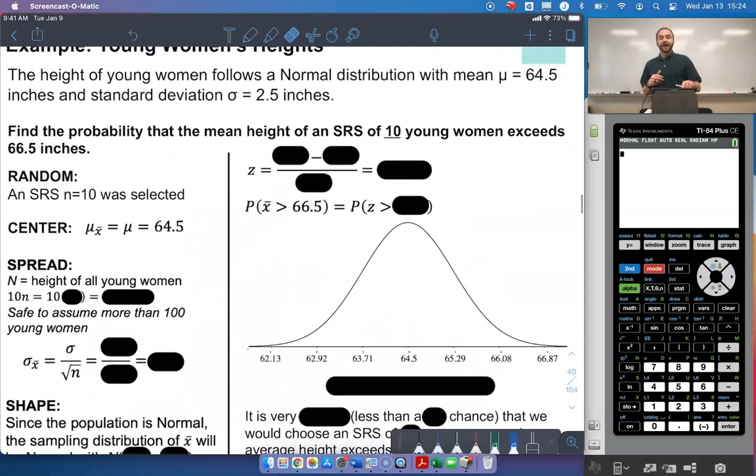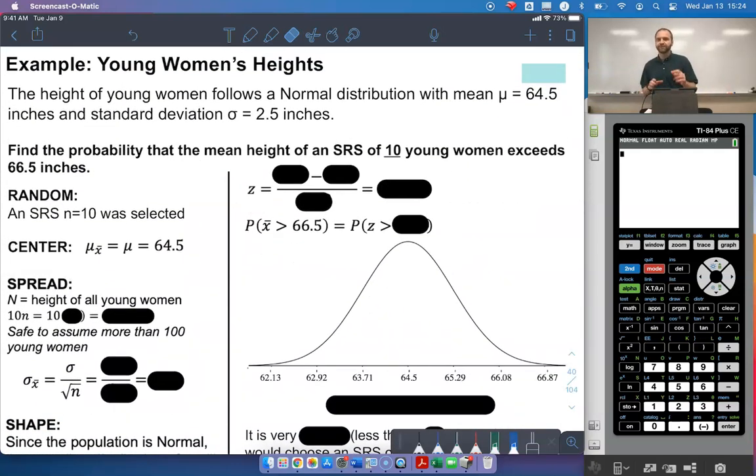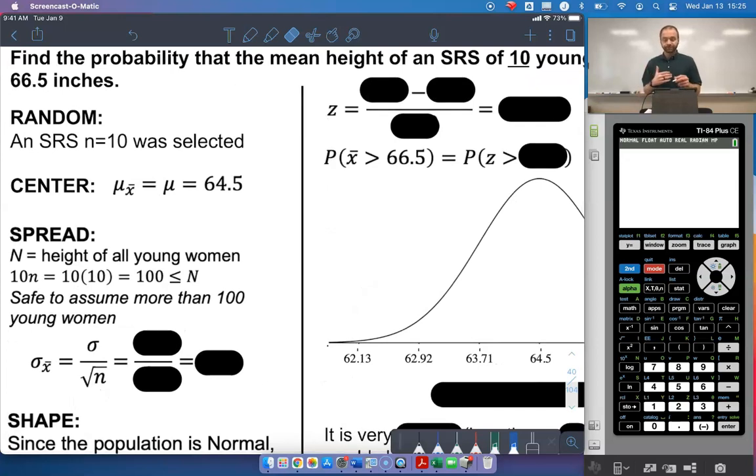All right, what's the spread? Well, hold on a second. I can't do the spread yet. Is my 10% condition met? 10 times my sample size is 10 times 10, which is 100. Is 100 less than or equal to my population? Well, I should define my population. It is safe to assume there are more than 100 young women. Because of that, I can do my spread. 2.5 is the population standard deviation, divided by square root of 10, and I get about 0.79. That is smaller than 2.5. Remember, when you do the spread of a sampling distribution, it got tighter, so that standard deviation should be smaller.